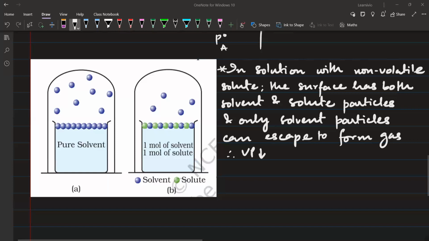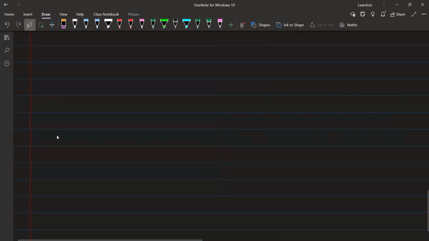Next, we will look at the graph for the relative lowering of vapor pressure. So, graph के बारे में like generally I repeat this every time. Graph is always made from an equation. Okay? So without an equation in mind, please don't try to think of a graph. Think of an equation, and then you will understand if there is a graph or not.